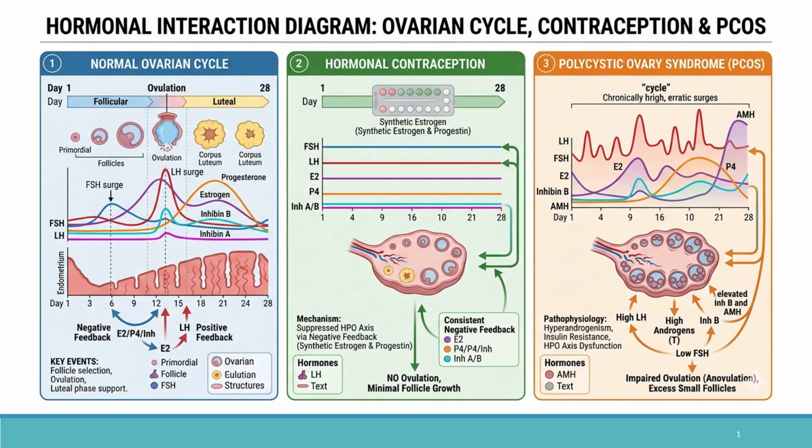The third panel illustrates polycystic ovary syndrome. Notice the abnormal LH predominance, androgen excess, elevated AMH, impaired ovulation, and multiple small ovarian follicles. This slide elegantly integrates normal physiology, contraceptive pharmacology, and disease pathophysiology into a single visual framework.